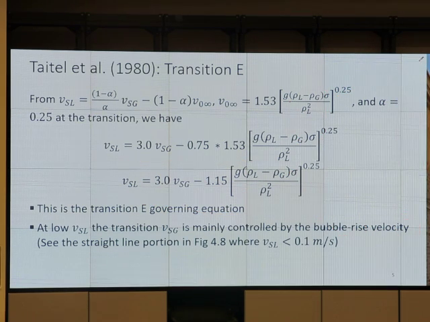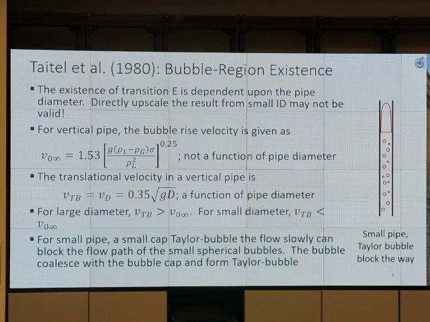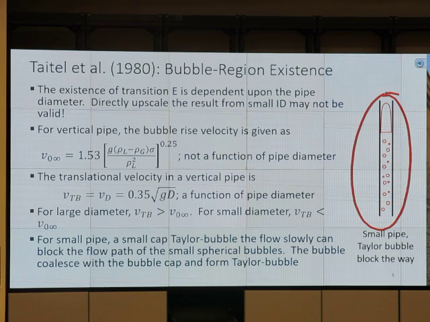And then we will also talk about the criterion for existence. If the pipe is too small, we have slug flow. If the pipe is too big, we don't have slug flow or something. And then you say when the pipe is short. No, that's covered later. We will talk about that later. Not yet. Existence of transition E.